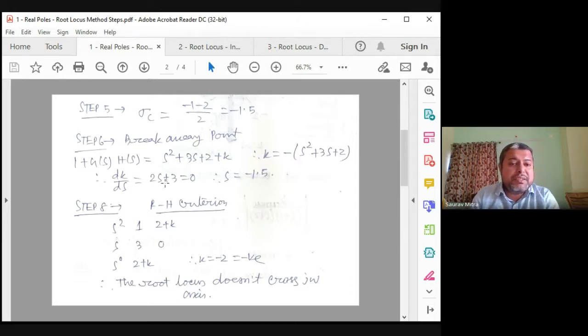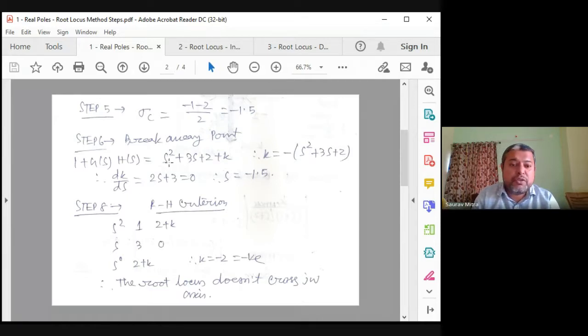So we know now that 1 plus GSHS is the characteristic equation of the closed loop system. That means the numerator of 1 plus GSHS, that is S plus 1 into S plus 2 plus k. If we do it, we will find it is S square plus 3S plus 2 plus k, and this is equal to 0. In this case, we are supposed to find out the RH criterion for that. So S square, 3S and 2 plus k.